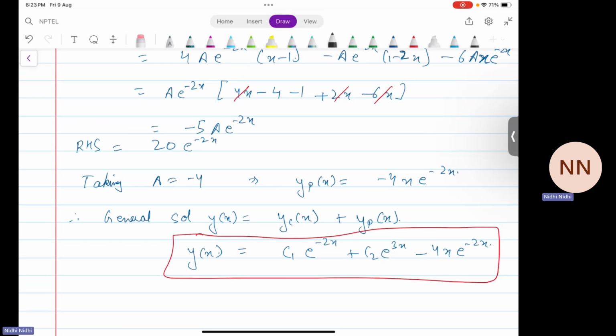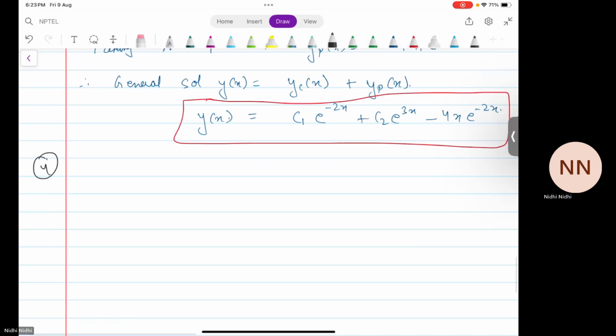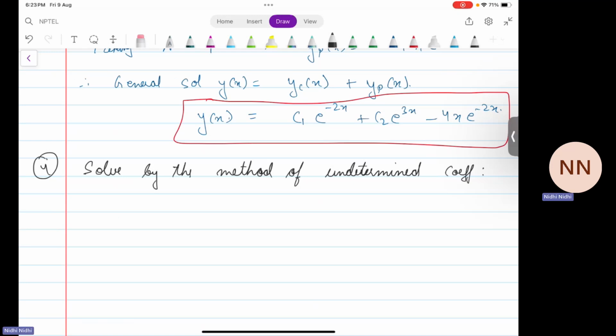Now let's move to the next question. Solve by the method of undetermined coefficients the equation y double dash minus 4y dash plus y is equal to x square minus 2x plus 2.